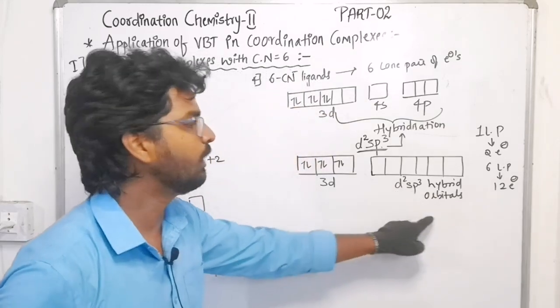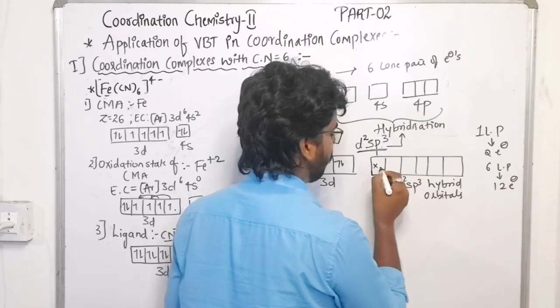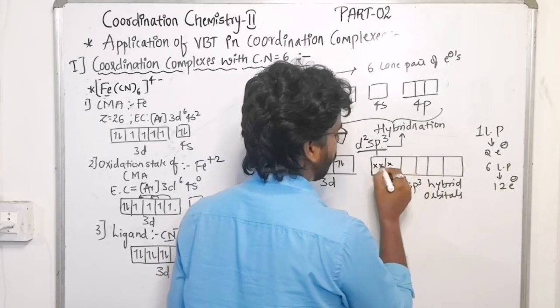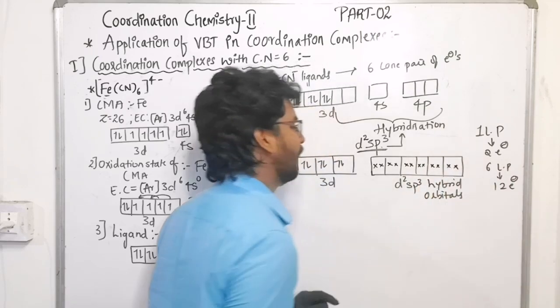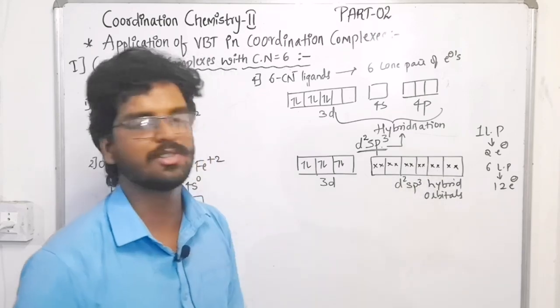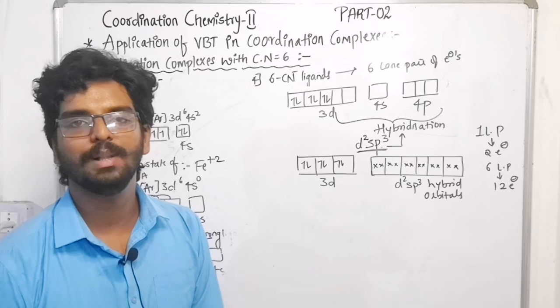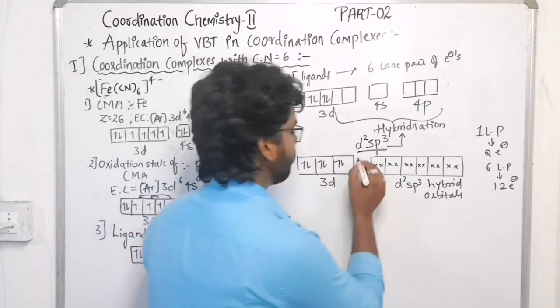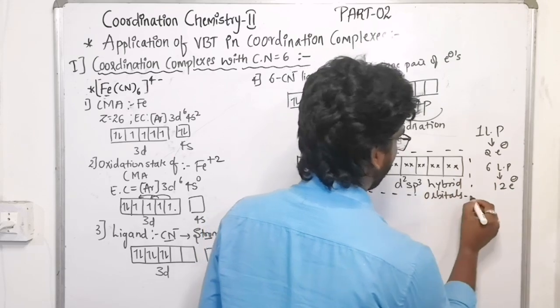Fill the d2sp3 hybrid orbitals with 12 electrons. 1, 2, 3, 4, 5, 6, 7, 8, 9, 10, 11 and 12. These are the lone pairs of electrons. 1 lone pair, 2, 3, 4, 5, 6 lone pairs. Each lone pair is having 2 electrons. Very simple thing. Okay, now this is how the complex is formed.